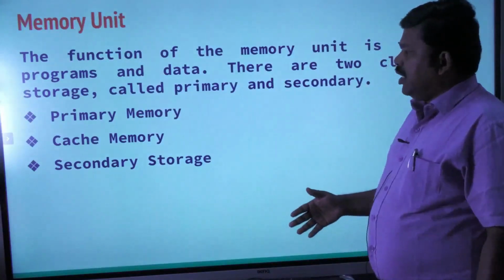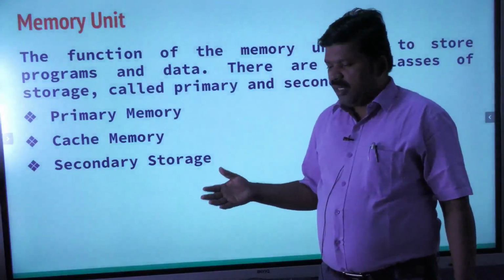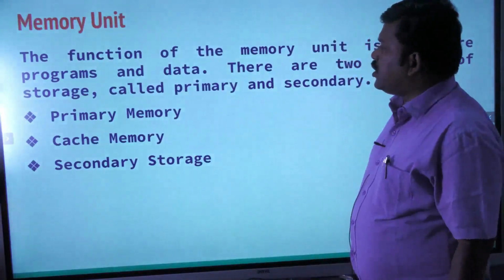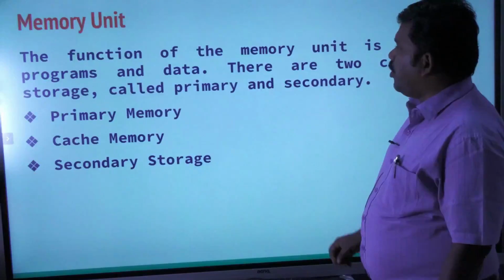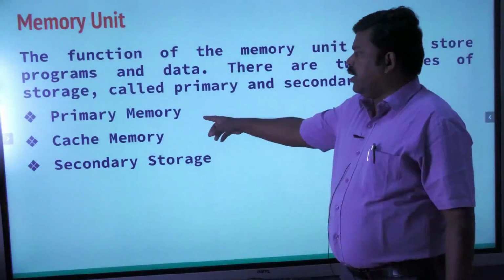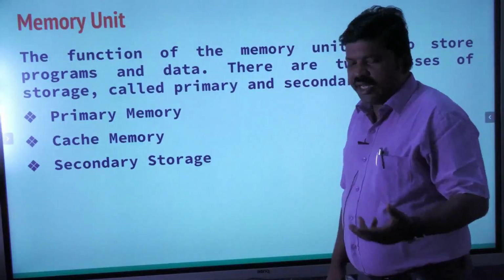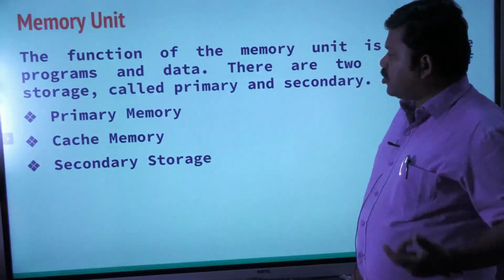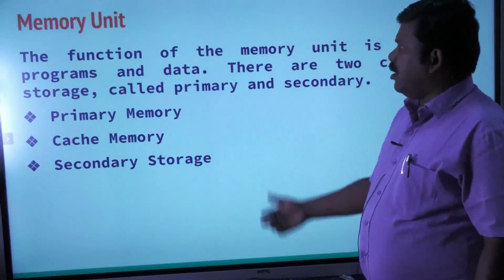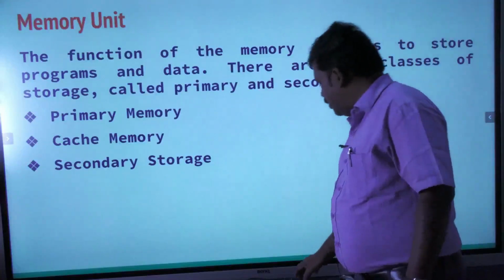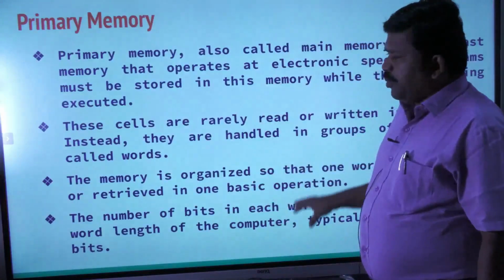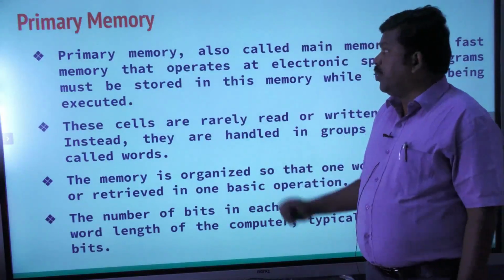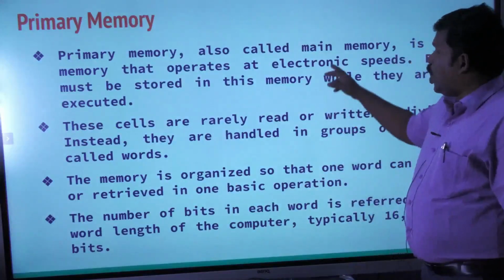We are going to see the different memories available in later 4th unit, but we will give a brief introduction about the memory. Mainly primary memory, associative memory, auxiliary memory, cache memory, and there are other storage devices also available. We will see a brief overview about primary memory. Primary memory is also called main memory.